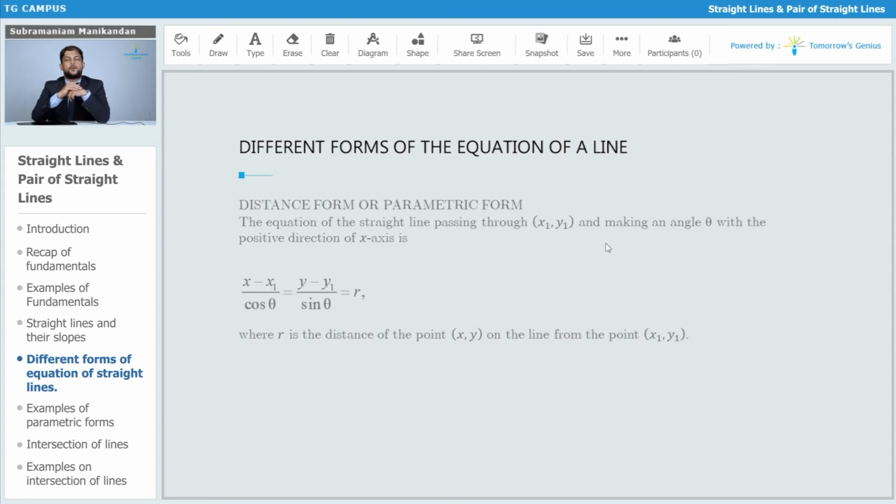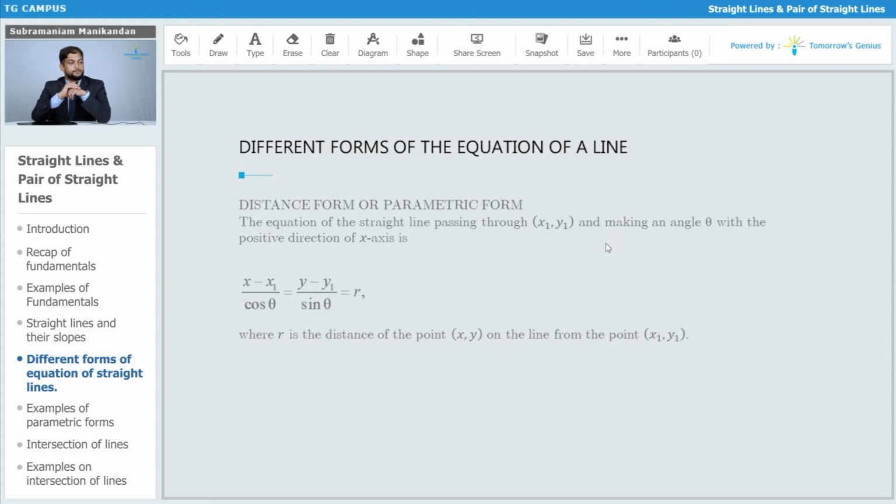And the last form of the equation of a straight line in your syllabus is called the parametric form. The distance form or the parametric form consists of writing down the equation of a straight line passing through a point (x1, y1), which is given to us, making an angle theta with the positive x-axis. It's given by (x minus x1) by cos theta is equal to (y minus y1) by sin theta is equal to r. But what's r here? r is the distance of the point (x, y) on the line from (x1, y1).